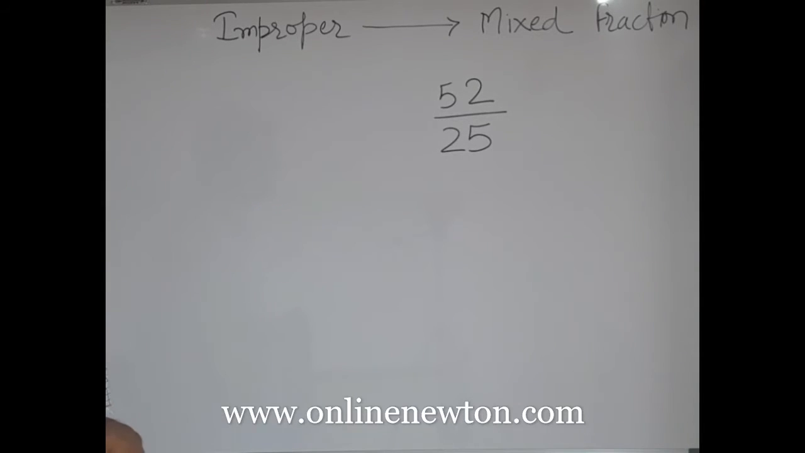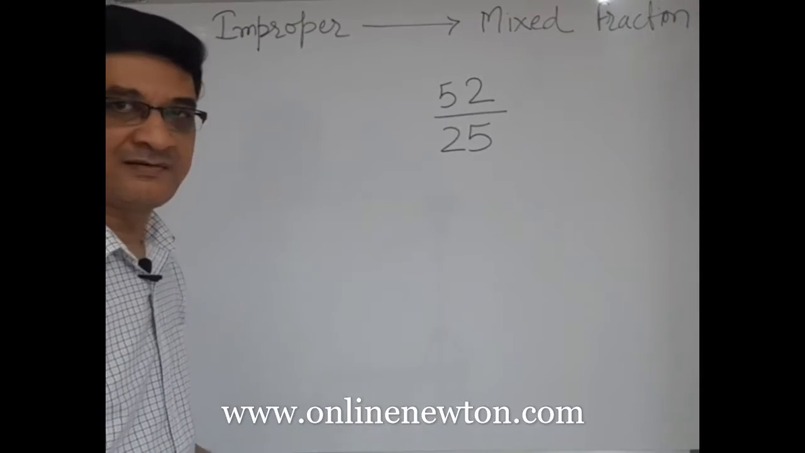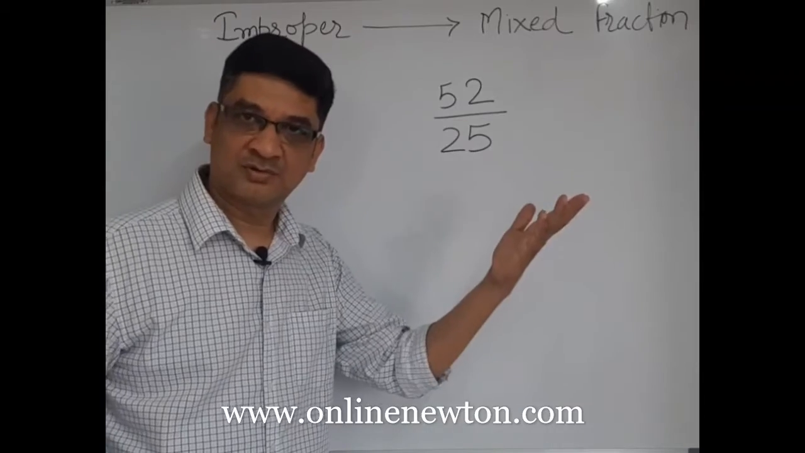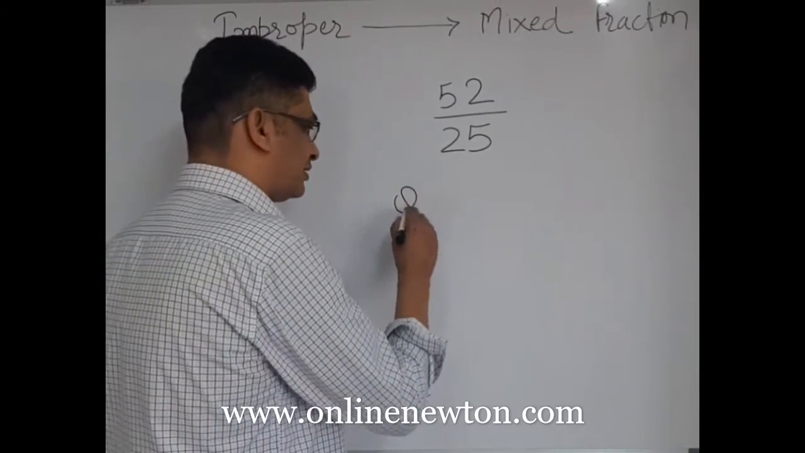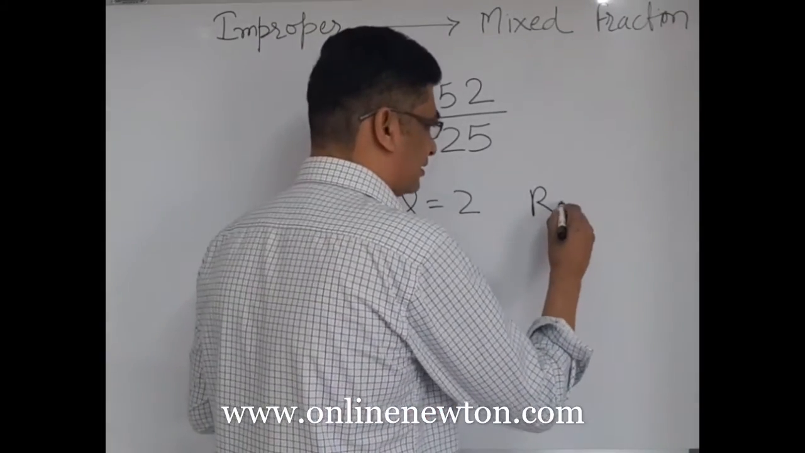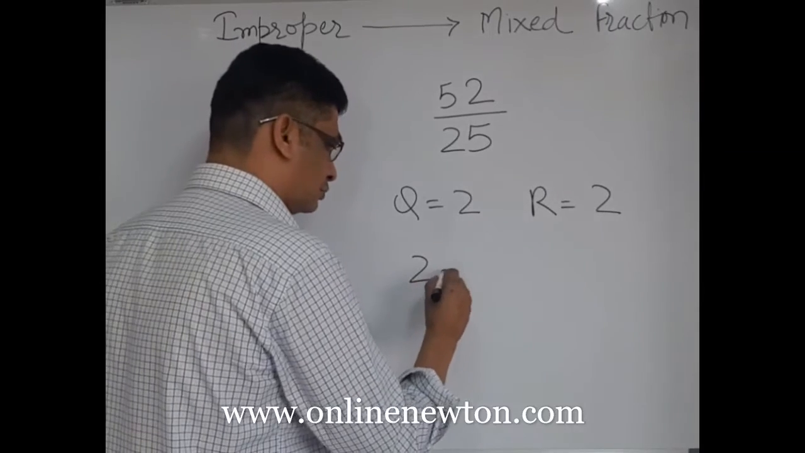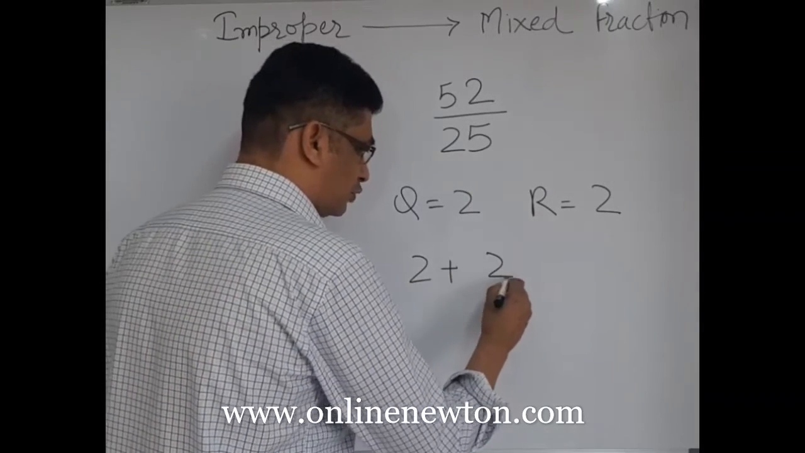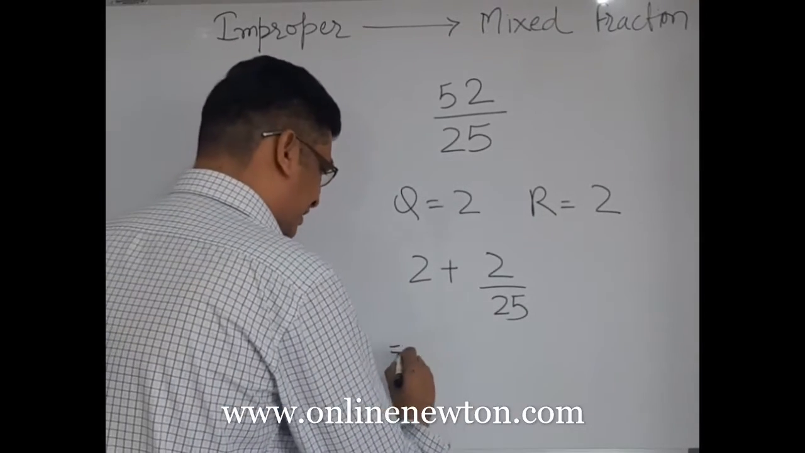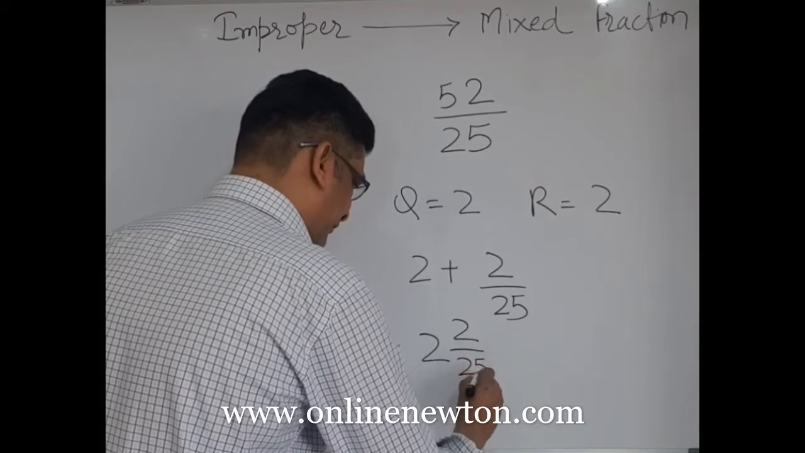Let's take up one more example: 52 divided by 25. When we divide 52 by 25, 25 2s are 50 plus 2 is 52. So quotient is 2 and remainder is 2, and this will be written as 2 plus 2 upon 25, and this will be written as 2 integer 2 upon 25.